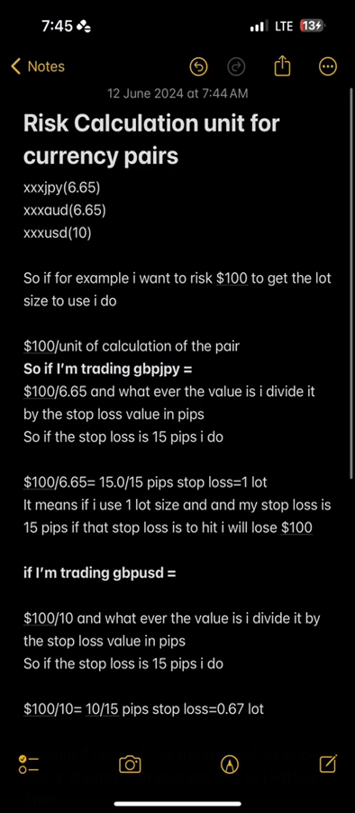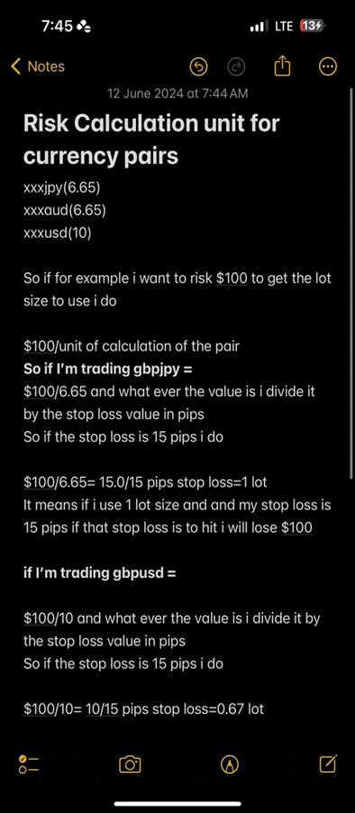Now, before you enter a trade, you should already preconceive your risk. You know the amount you are risking and the lot sizes applicable to that amount you are risking. For example, this is how I calculate my risk, me personally.